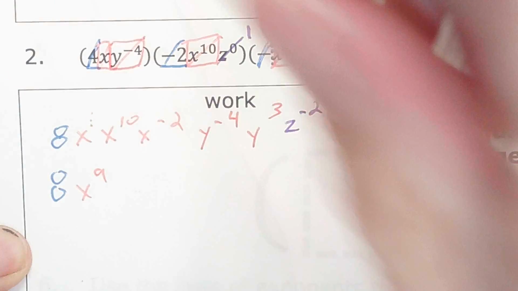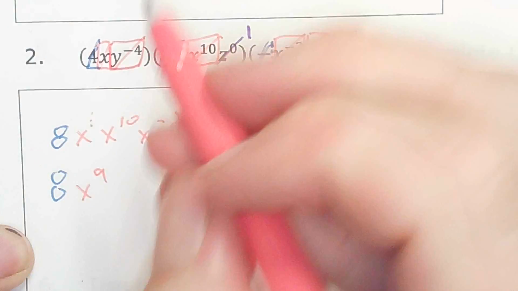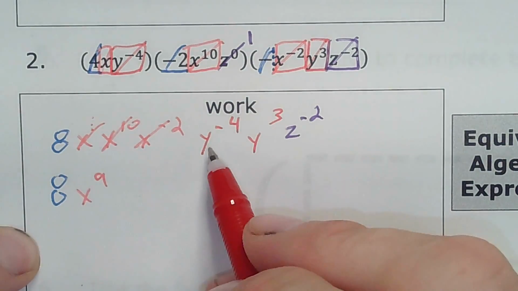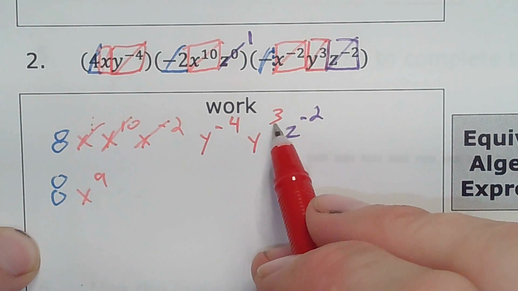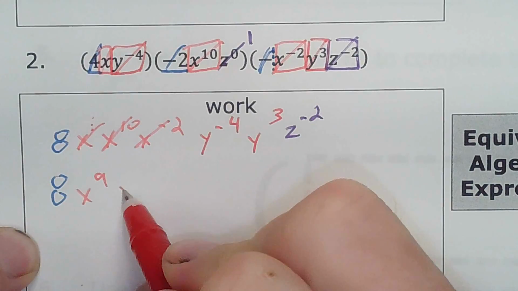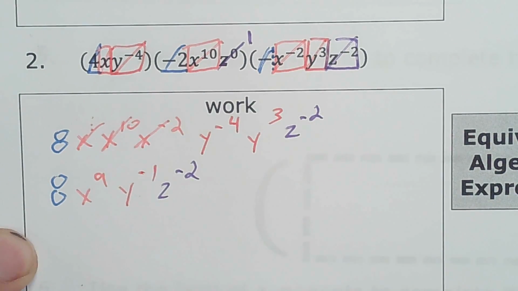Now look at my y's. All right, it's going to be y. So let me just go ahead and, okay, I got all those done. Okay, negative y plus negative 4y. All right, so negative 4 plus 3 is going to be y to the negative 1. And then I still have this z to the negative 2. This is an acceptable answer.